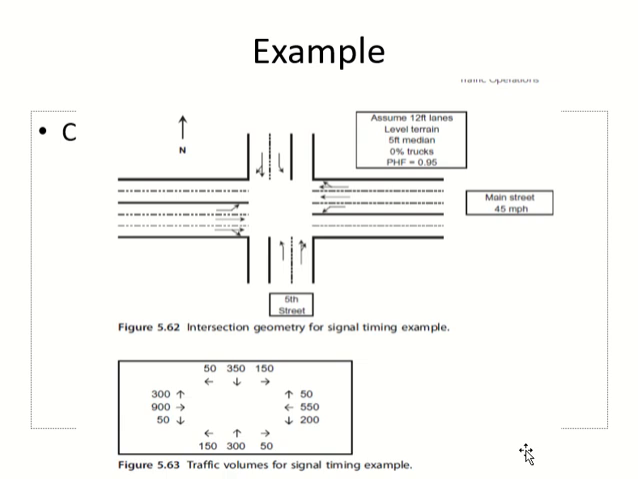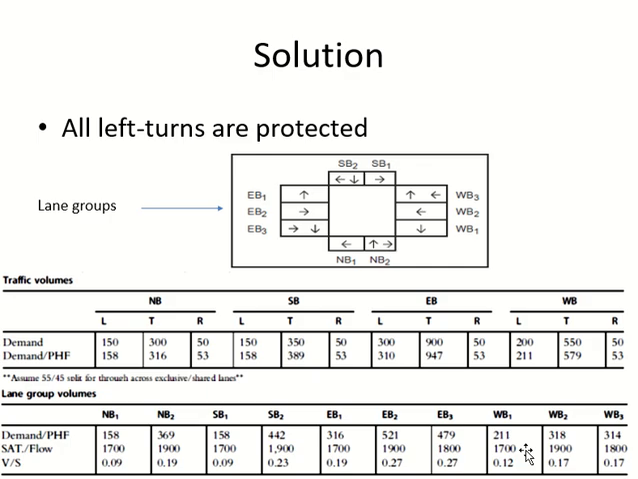We have been given this example. You can see the lanes here. How many lanes are there? How many movements are allowed? And then you can see the speed limit here. You can see the information here for the median and the lanes and terrain. 0% trucks, 0.95 is the factor for peak hour. And these are the volumes for which we are doing the design. So that is the data which is given.